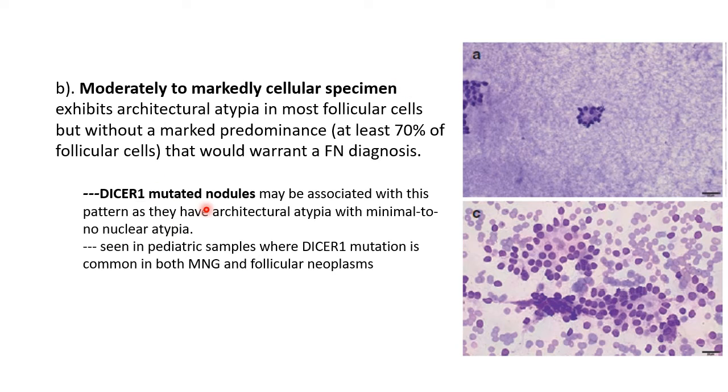And DICER1 mutated nodules are commonly associated with this particular pattern as they have architectural atypia with minimal to no nuclear atypia. And this is particularly seen in pediatric samples where DICER1 mutation is common in both multinodular goiter and follicular neoplasms.